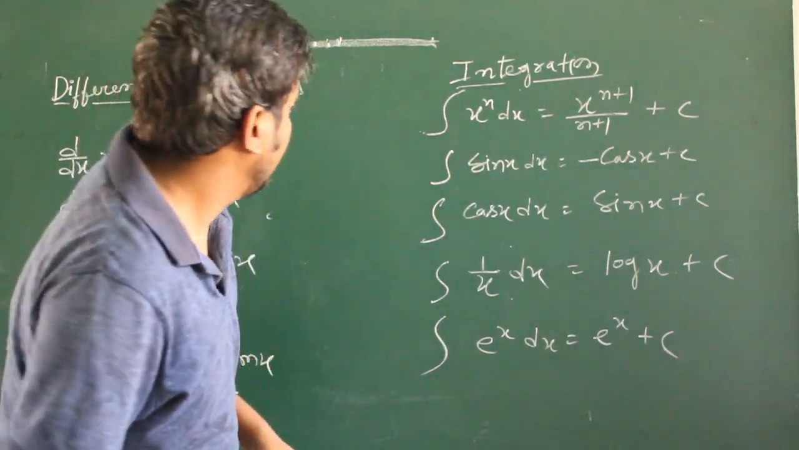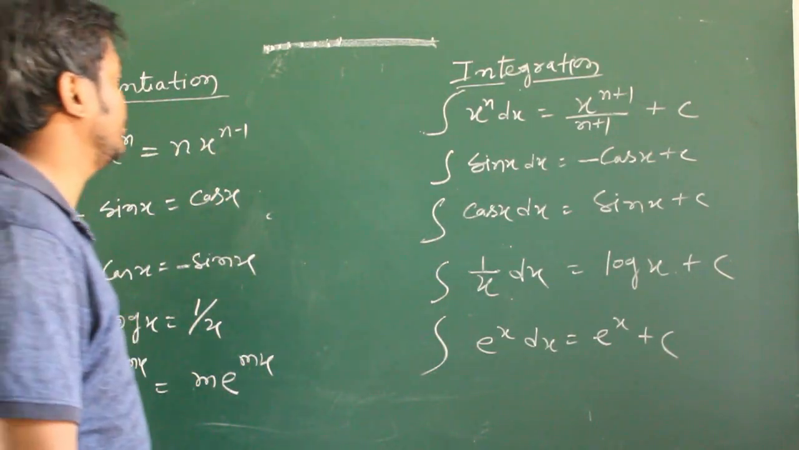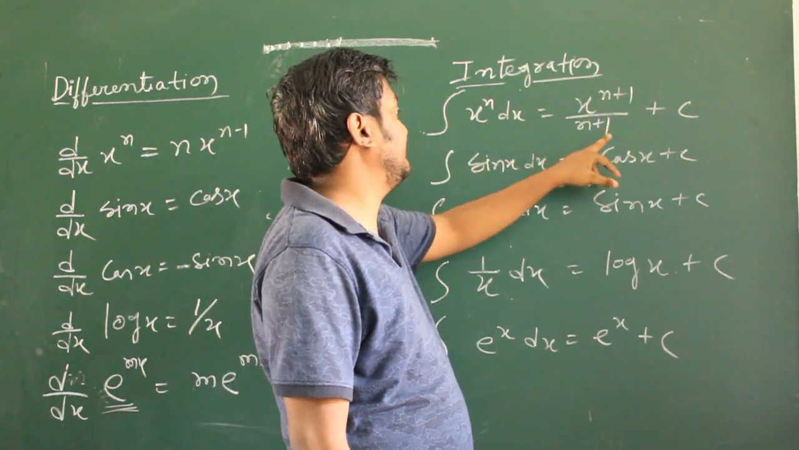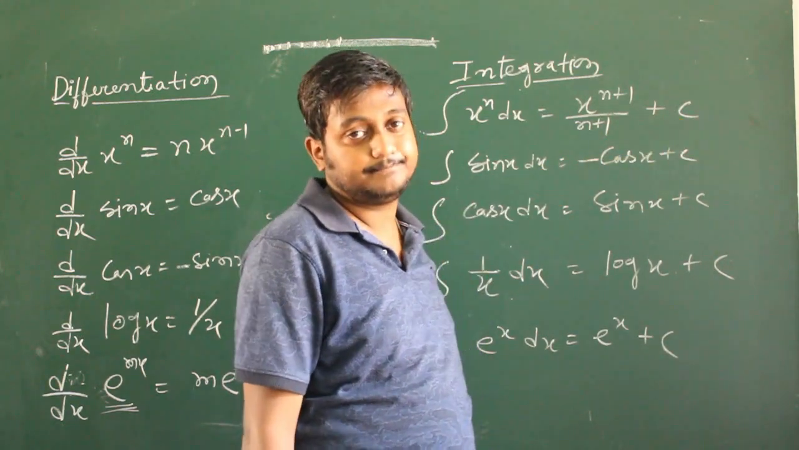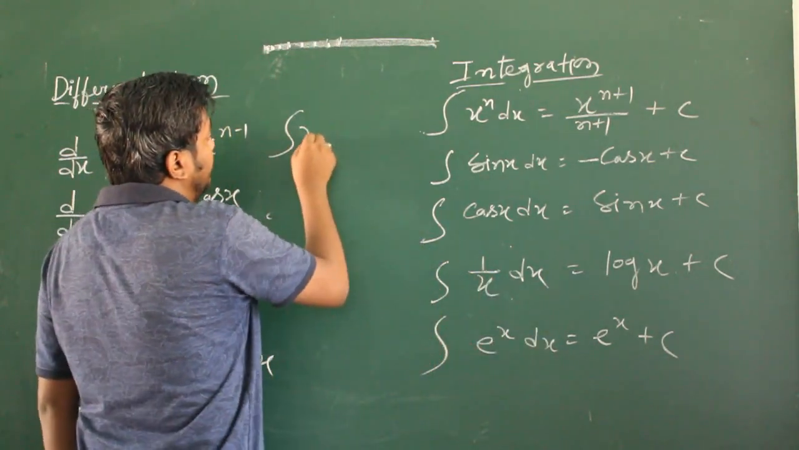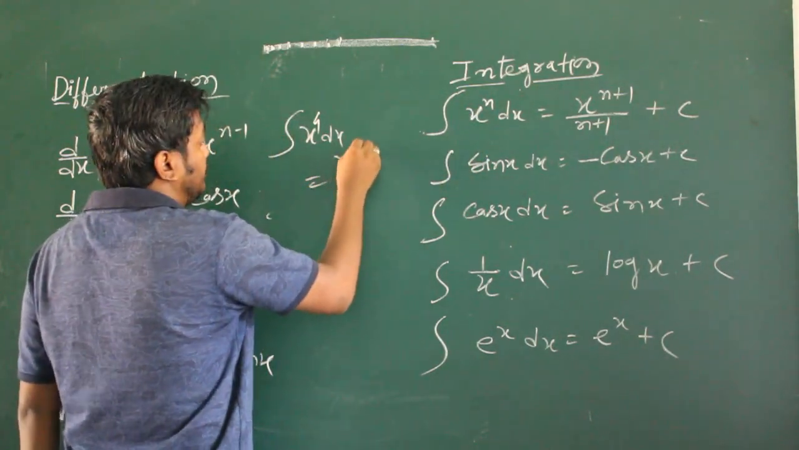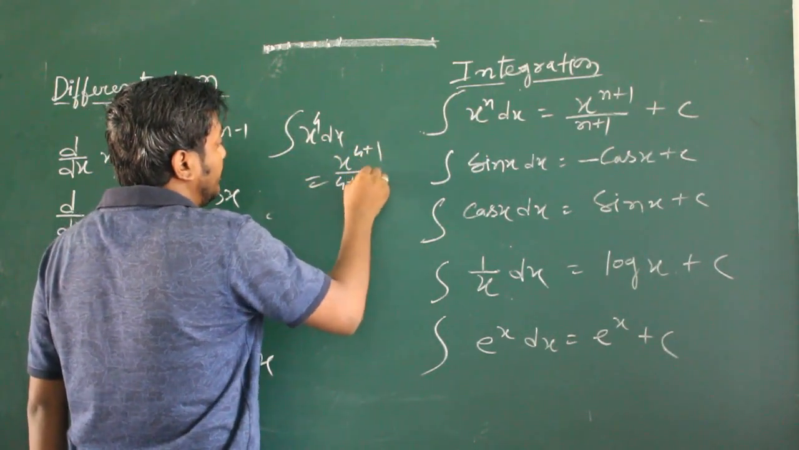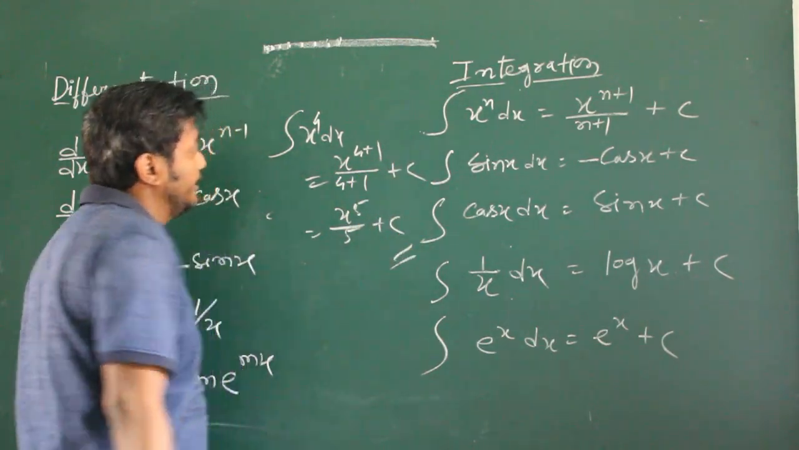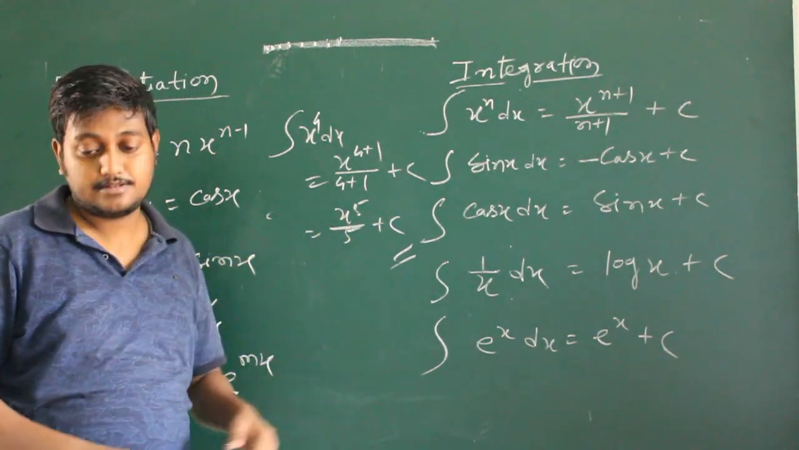Now, come to the formulas. First is integration of x to the power n dx equals x to the power n plus 1 divided by n plus 1, plus a constant c. For example, integration of x to the power 4 dx. Using the formula, x to the power 4 plus 1 by 4 plus 1 plus c, that means x to the power 5 by 5 plus c.